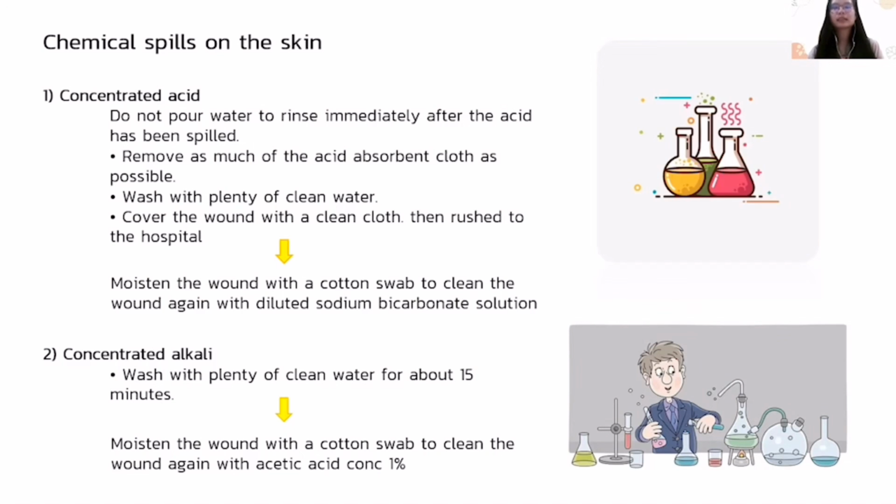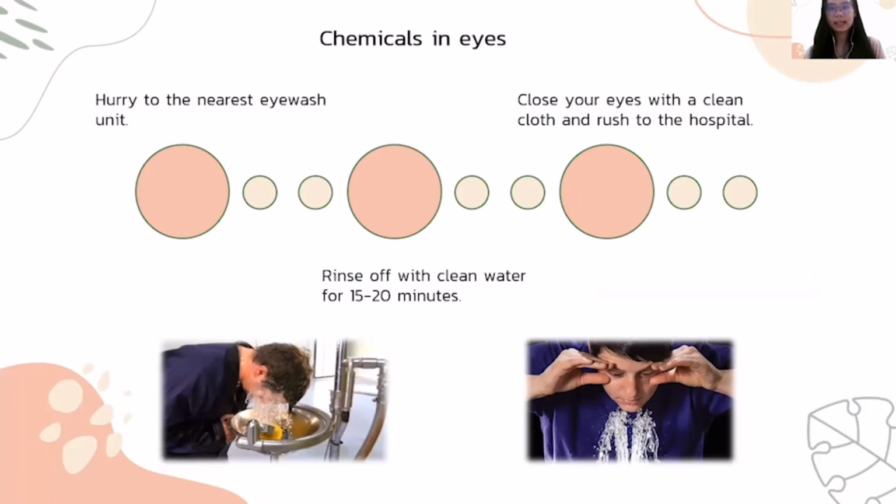Two is concentrated alkali. Wash with plenty of clean water for about 15 minutes. Moisten the wound with a cotton swab to clean the wound again with acetic acid 1%. And next is chemical in eyes. Hurry to the nearest eye wash unit. Rinse off with clean water for 15 to 20 minutes. Close your eye with a clean cloth and rush to the hospital.